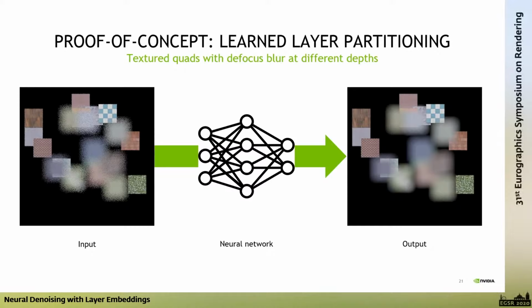To see if this works in practice, we designed a simple proof of concept example with a bunch of textured quads at different depths and added defocus blur. So the task at hand now is to see if we restrict the network to a small number of layers, can the network learn to partition the samples into layers and then composite them to recreate a noise-free output?